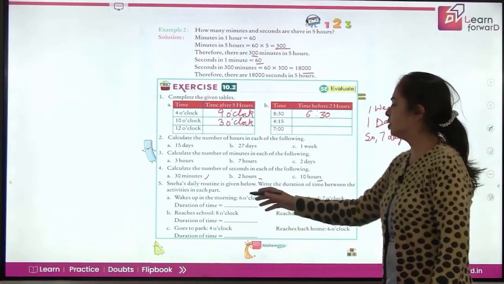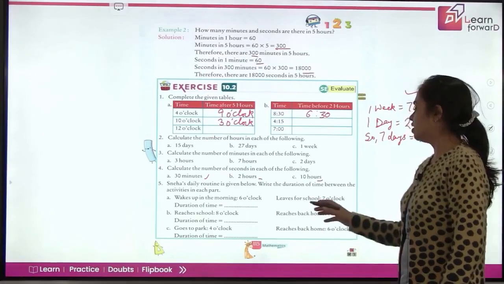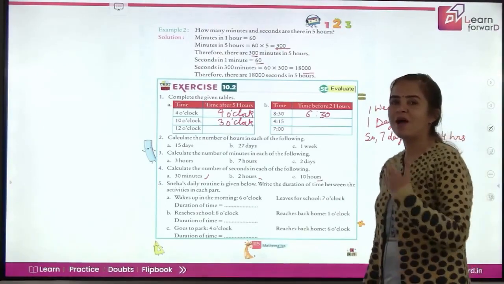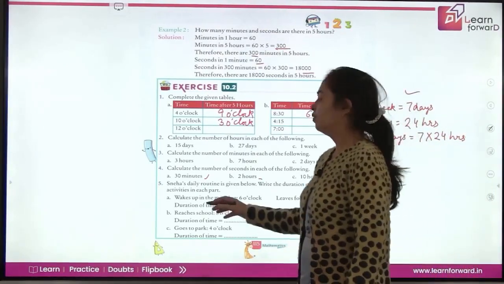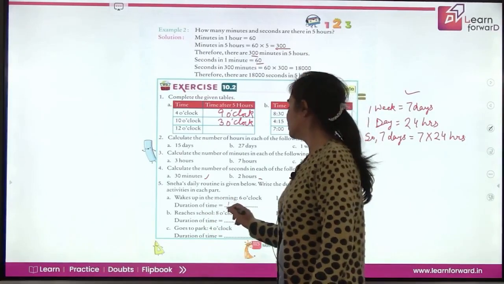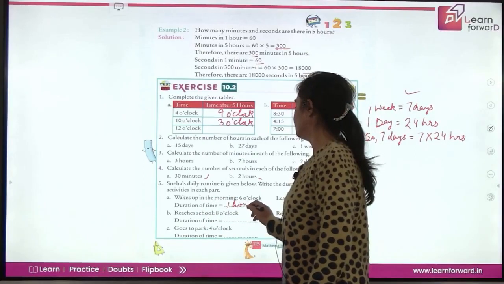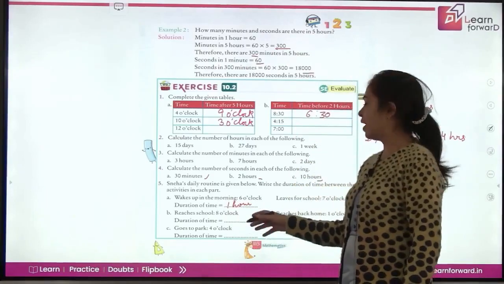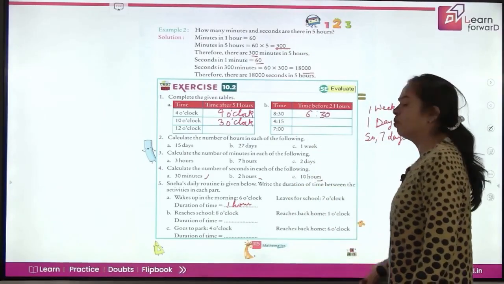So she wakes up in the morning at 6 o'clock and leaves for school at 7 o'clock, my same time. So what is the duration? This is 1 hour. She reaches school at 8 o'clock and reaches back home at 1 o'clock.